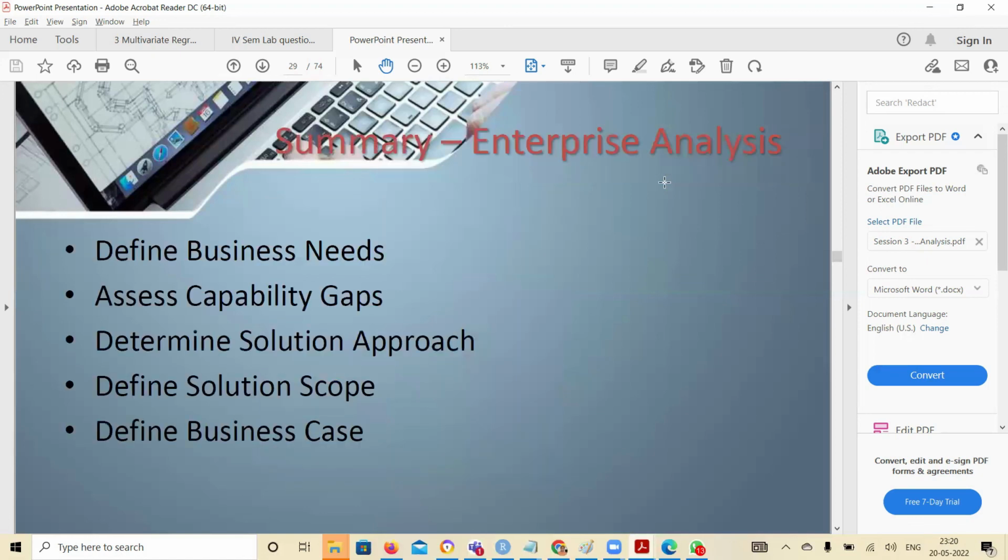So what we have done so far: business need, capability gaps, solution approach, scope, and final business case. Any question on this? Maybe you take a minute to revise everything in your mind, okay, and then we'll continue forward.